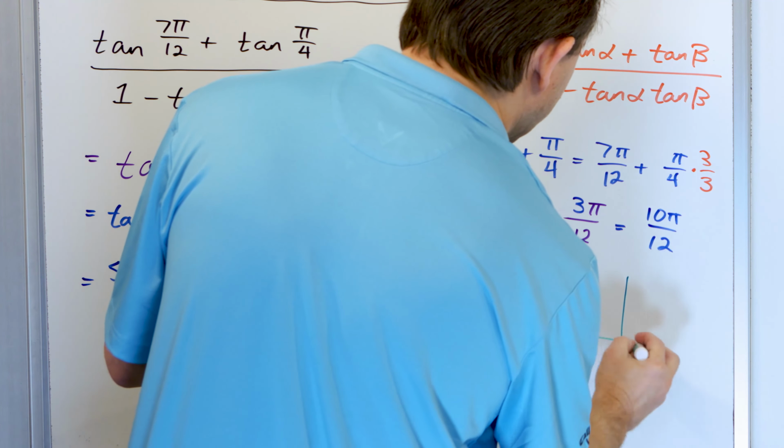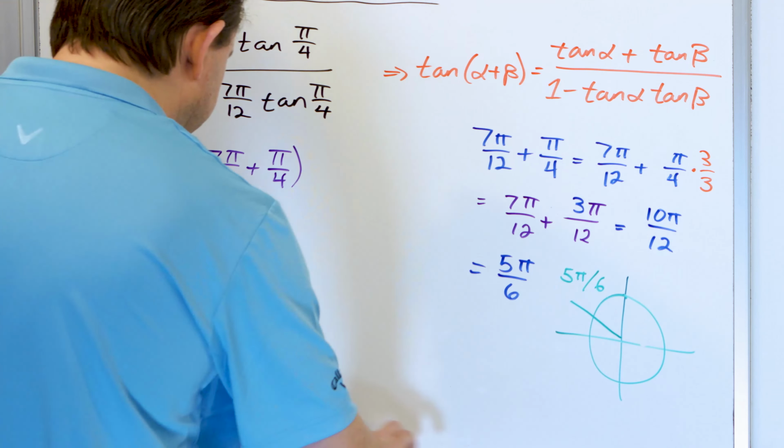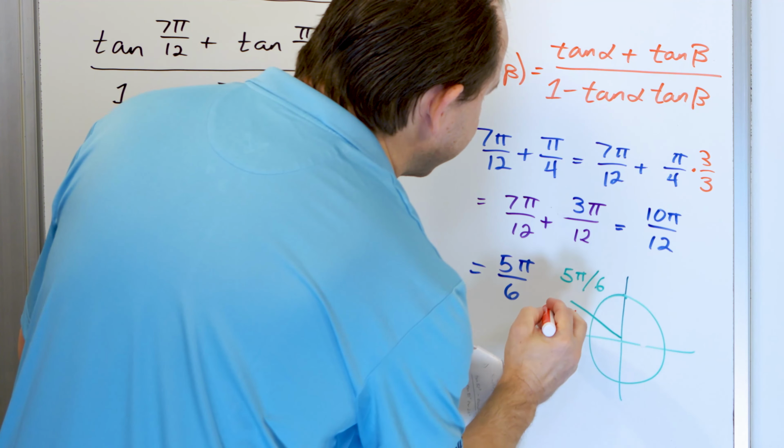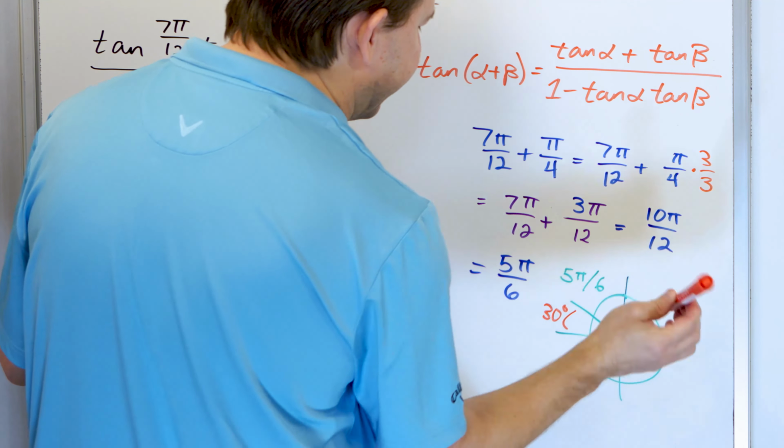And so I need to figure out where 5 pi over 6 is. If this is a 30-degree angle, this is 1 pi over 6, then 2 pi over 6, then 3 pi over 6, then 4 pi over 6, 5 pi over 6. So 5 pi over 6 is over here, right? And it's literally 30 degrees away from the x-axis over here. Whereas 1 pi over 6 is here, 30 degrees away, 5 pi over 6 is 30 degrees away over here.